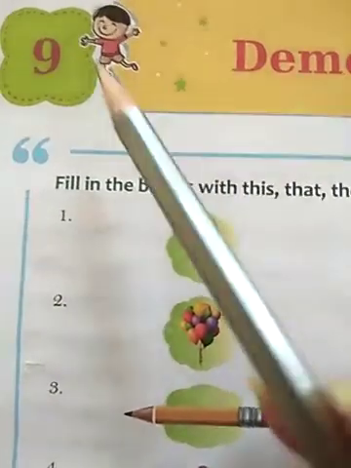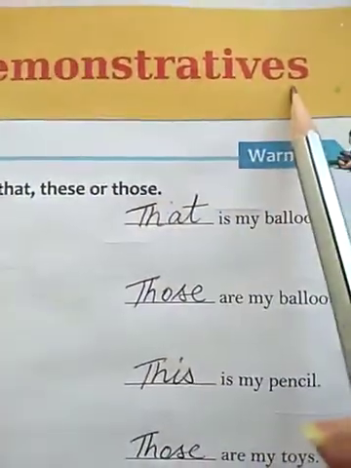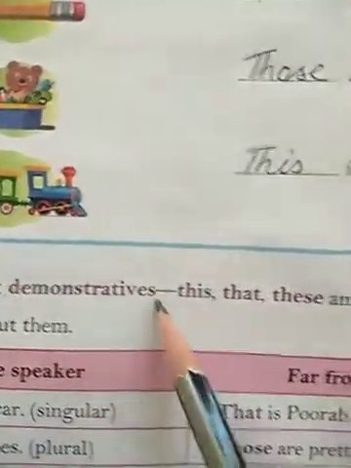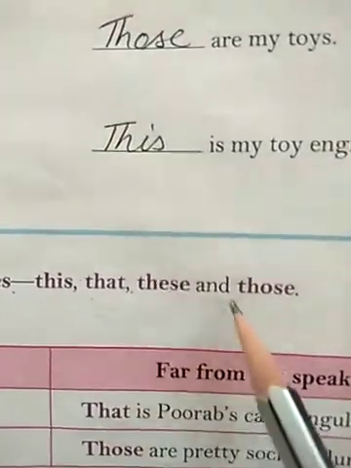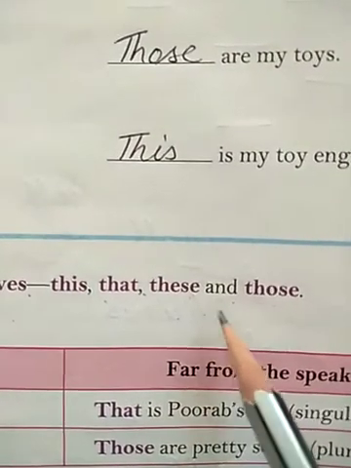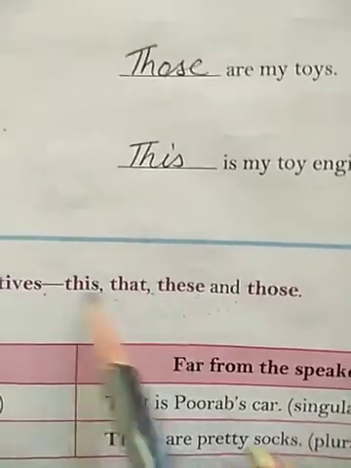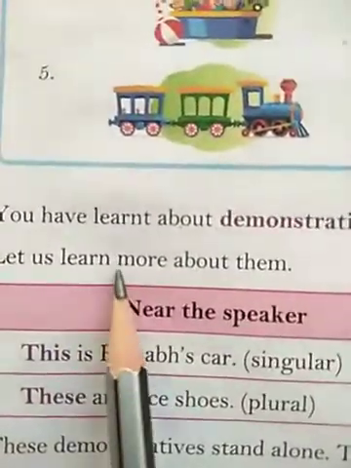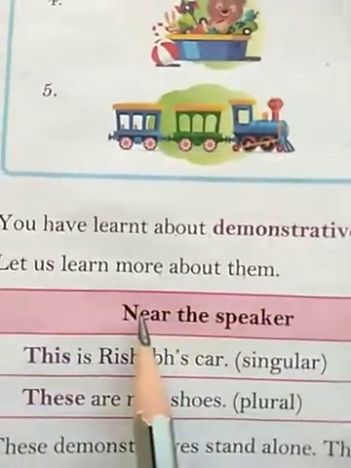Today we will start a new chapter, chapter number 9, and the name of the chapter is demonstratives. Let's start. You have learned about demonstratives: this, that, these and those. There are 4 demonstrative words in English: this, that, these and those. So these are demonstratives. Let us learn more about them.